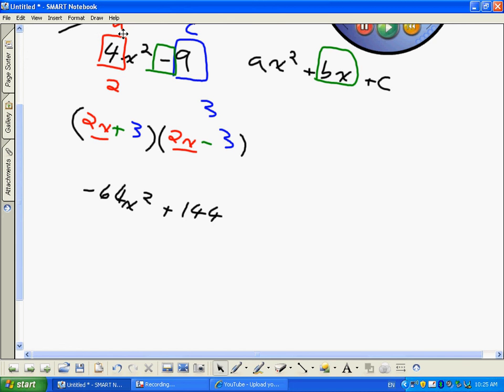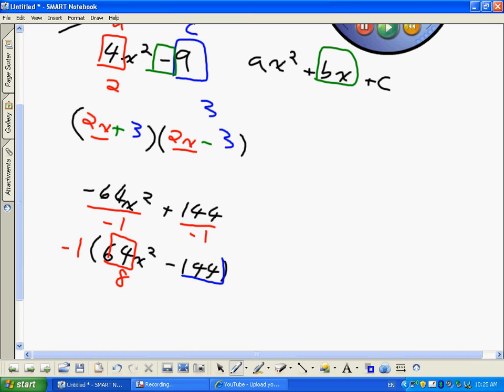So the common factor I'm actually going to take out of this is I'm going to divide each term by -1. When I divide each term by -1, so I take the -1 to the outside, I'm going to end up with positive 64x squared minus 144. Now I've created a special case. I took a common -1 out. I have a special case. I can find the square root of this term, 64. It's going to be 8. And I can find the square root of this term, 144 is going to be 12.